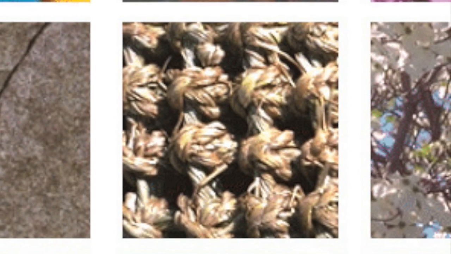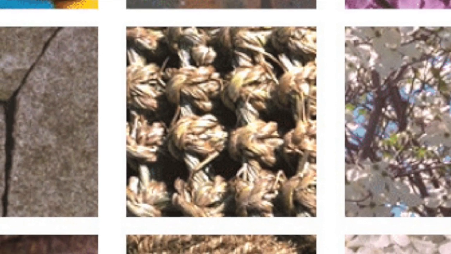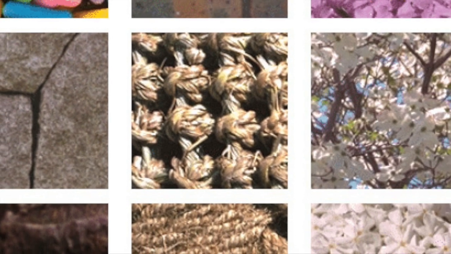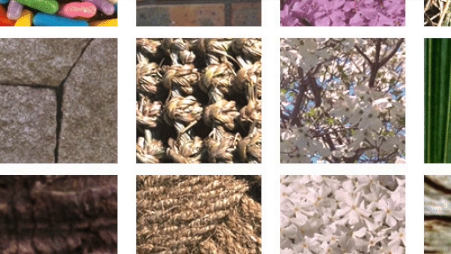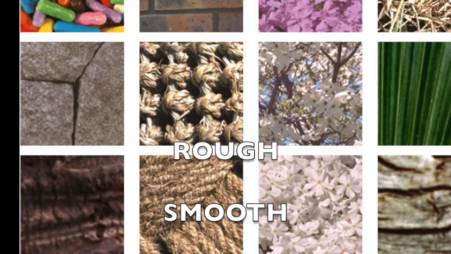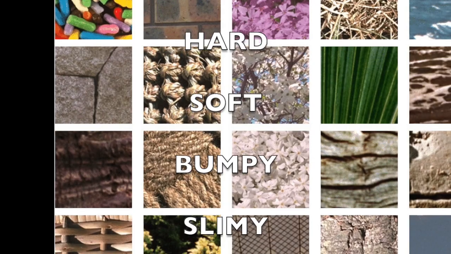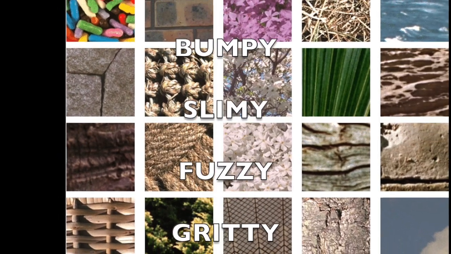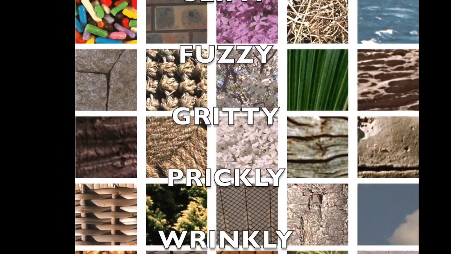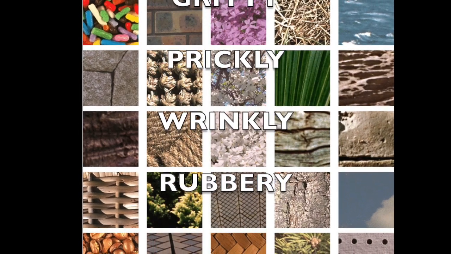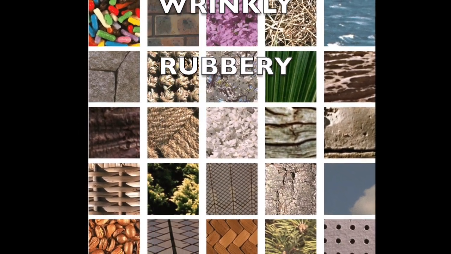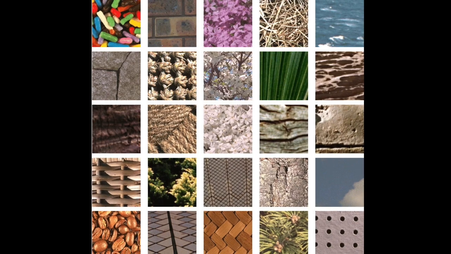Then let's get started. Today, we are going to learn about the word texture. Texture is the word we use to describe what something feels like. Here are some words that can be used to describe something's texture: rough, smooth, hard, soft, bumpy, slimy, fuzzy, gritty, prickly, wrinkly, rubbery. Can you think of any other words?